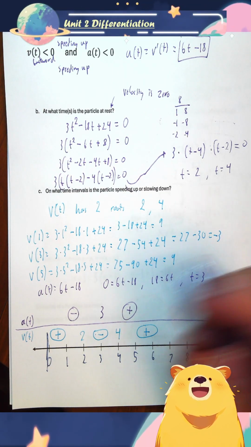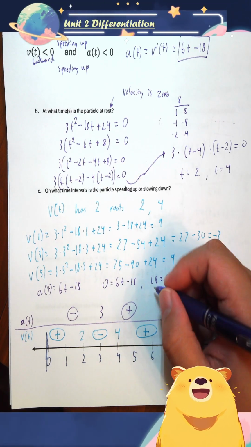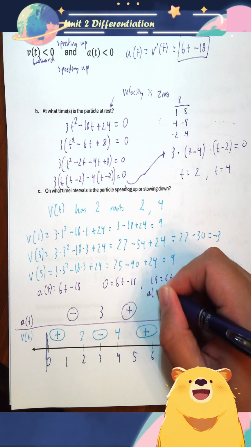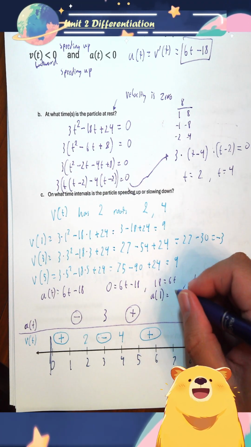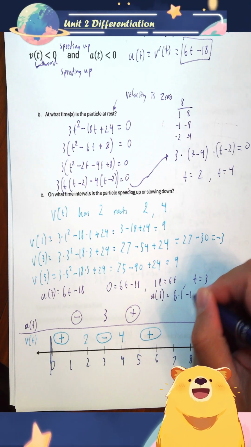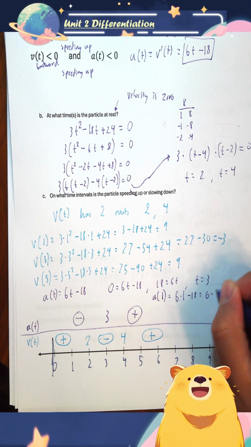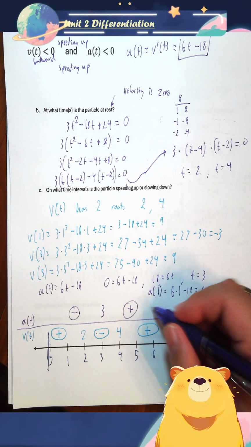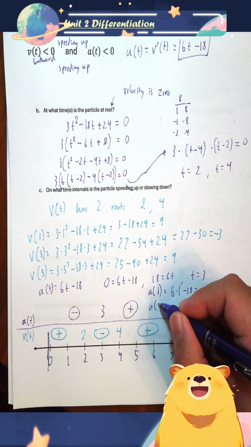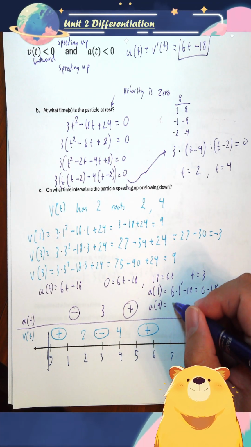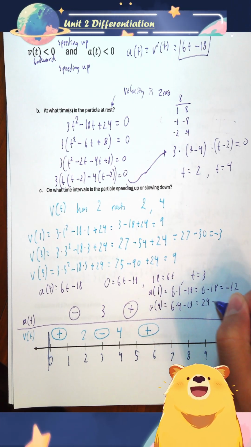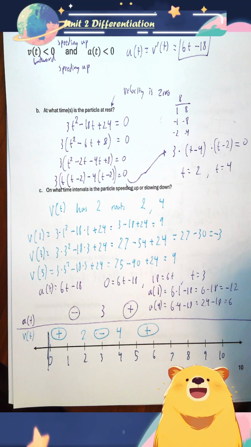It doesn't really hurt. Okay, so from the left of 3, let's pick a value. Let's pick 1. So it's going to be 6 times 1 minus 18. 6 minus 18, that's going to be negative 12. And then let's do 4. 6 times 4 minus 18. 24 minus 18, that's going to be 6. Positive.